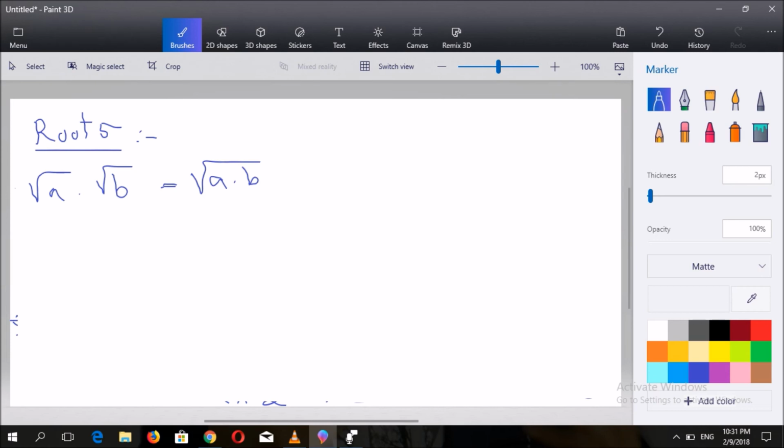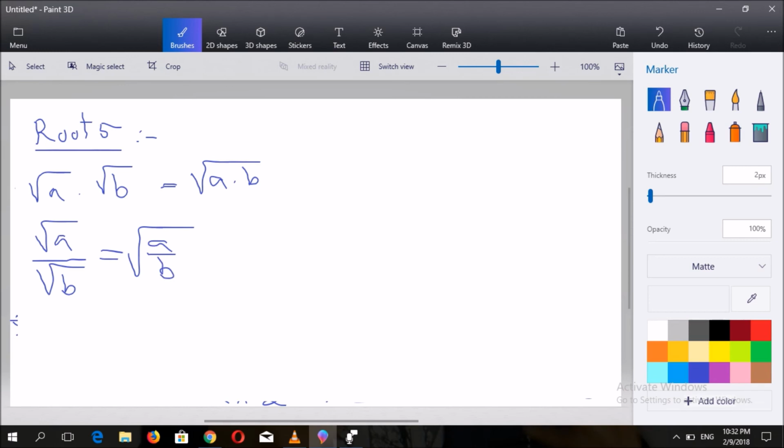Okay, what are the other rules that we should keep in mind when we deal with roots? I'm going to give you some important rules about roots. Suppose that we would like to calculate the multiplication of two square roots. Suppose that we have this example, the square root of a multiplied by the square root of b. This is equal to what?